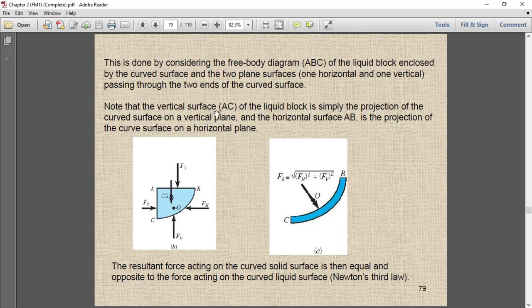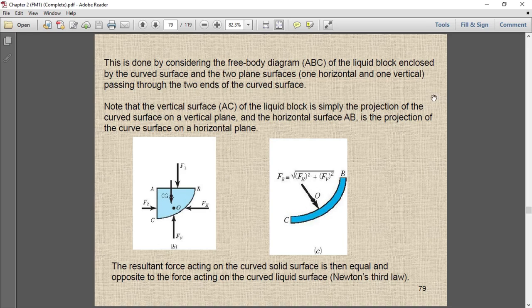Note that the vertical surface AC of the liquid block is simply the projection of the curved surface on a vertical plane. So this AC is basically the projection. If you are seeing from here, what projection will you see? You will see the projection on the vertical plane, and this projection is basically AC.